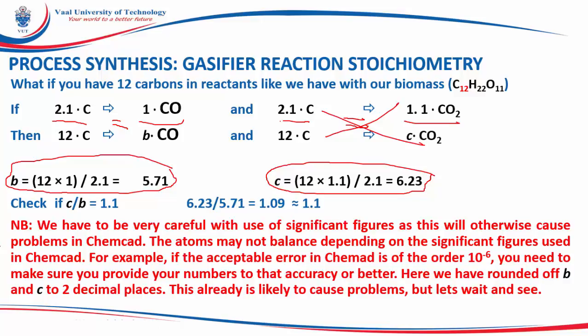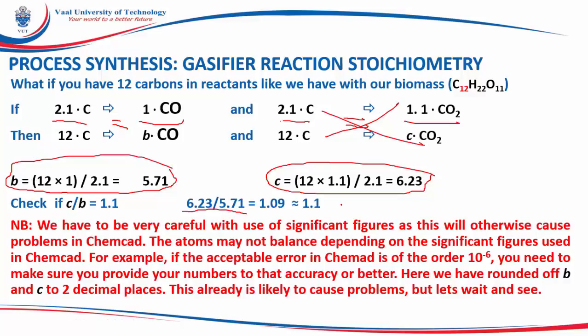The most important thing to do is to check if C over B equals 1.1. Calculating that, we find that C over B is 1.09, which is approximately 1.1. Please take very special note that we have to be very careful with the use of significant figures, as this will otherwise cause problems in Chemcad. The atoms may not balance depending on the significant figures used in Chemcad. For example, if the acceptable error in Chemcad is of the order 10 to the minus 6, you may need to make sure that you provide your numbers to that accuracy or better.